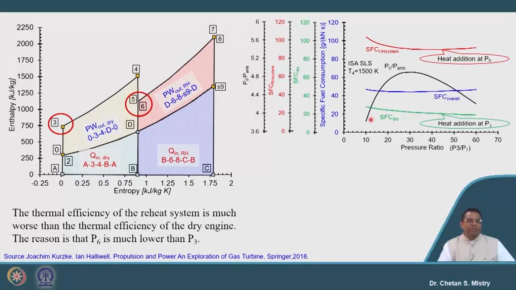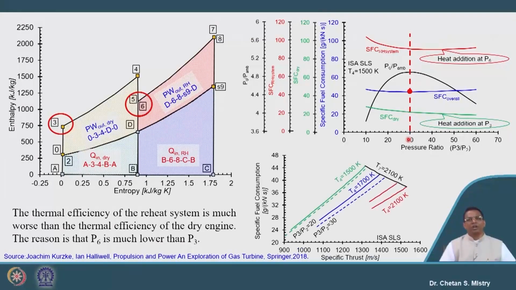Now, what is happening with my P6 by P atmosphere? When I increase my pressure ratio, my P6, this pressure value, increases. So my P6 by P atmosphere will increase, and if you observe carefully, the optimum value of specific fuel consumption happens at a higher P6 by P atmospheric pressure. And we can say this is my optimum pressure ratio.